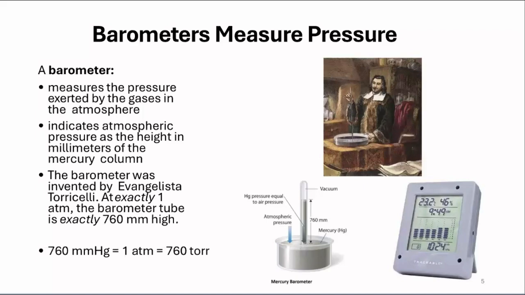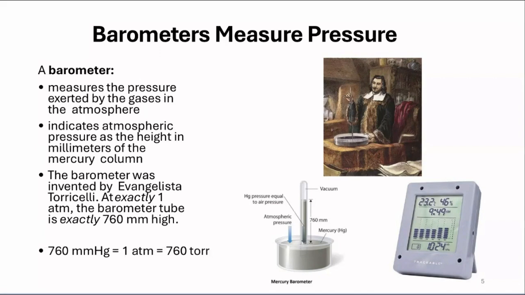Now we are going to focus particularly on pressure. When pressure is measured, a barometer is the instrument utilized to measure the pressure exerted by gases in the atmosphere. A barometer indicates the atmospheric pressure as the height in millimeters of mercury present in a column.